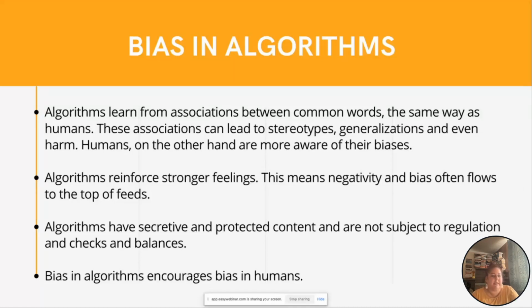So one thing to keep in mind with bias and algorithms is they learn from a few things. They learn from common words, stereotypes. Algorithms are based on computers and AI, so of course they're not humans. They're not targeting you in a malicious way. They're just targeting you based on what you're clicking on. So if you're clicking on a certain thing, you're going to see more of that thing.